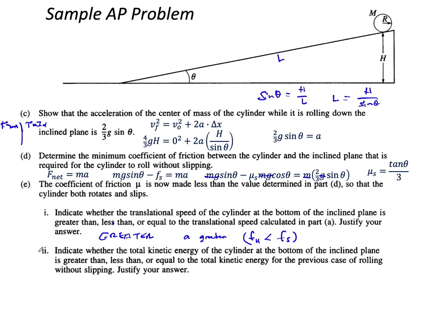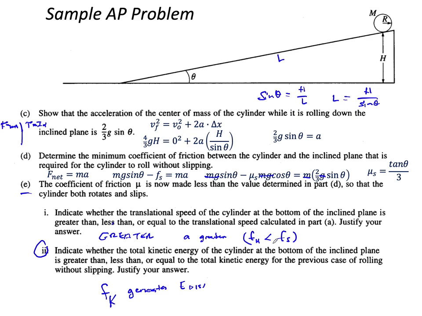Now here's the tricky one, and this is part E, the second one, where a lot of people got this one wrong. Indicate whether the total kinetic energy of the cylinder at the bottom of the inclined plane is greater than, less than, or equal to the total kinetic energy beforehand. And here's where it gets interesting. Because we're dealing with kinetic friction, the force of sliding friction between two moving surfaces, this actually generates heat. Or I could say E dis.